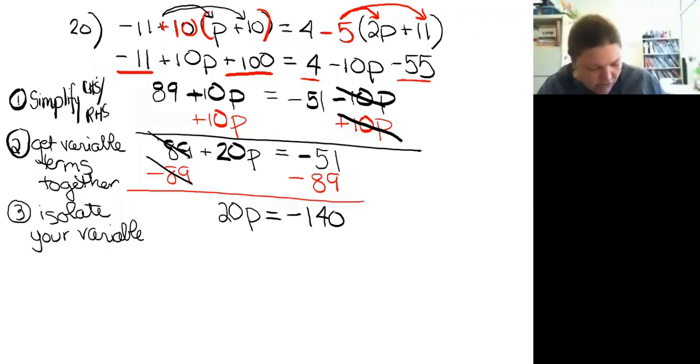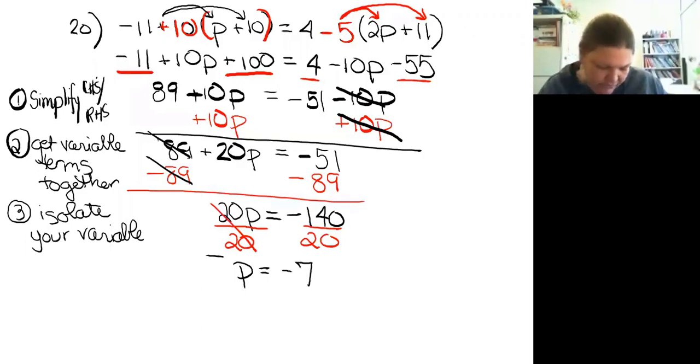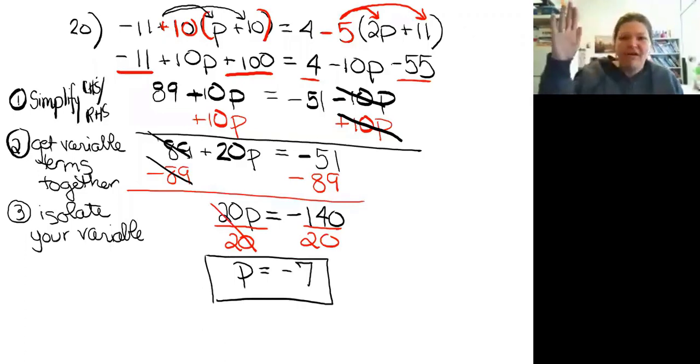P's almost alone, but I got to break up the 20 and the p. They're held together by multiplication, so I'll do the opposite, division. I do it to both sides since I'm solving. And I get p is equal to negative 140 divided by 20, which is negative 7. Woo! That's as ugly as it gets. How was it? Pretty ferocious. So this is as far as I want to go with solving equations.